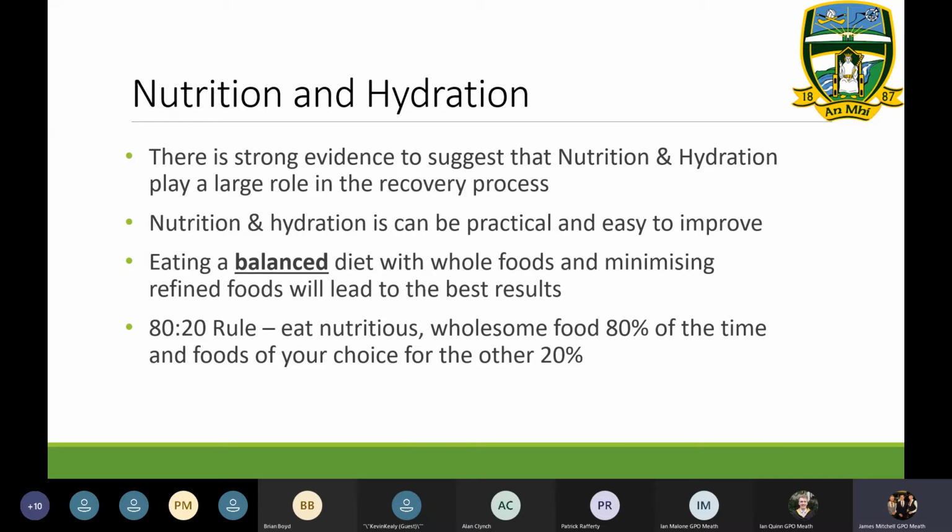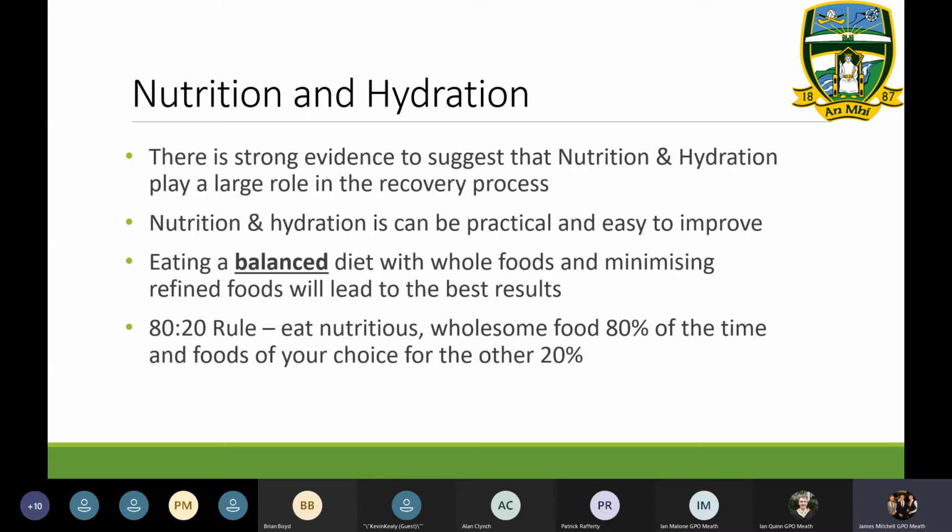So just what I have here, there is strong evidence to suggest that nutrition and hydration play a large role in the recovery process. Like I said, it's kind of our first main pillar. Nutrition and hydration can be practical and easy to improve. It's not going to cost a huge amount. Obviously, you have to buy your food for the week, but it's just upskilling yourself to be able to create a good food environment and create good food and know what to cook and what you should be putting into your body. It's quite practical and it can be easy to improve compared to other methods.